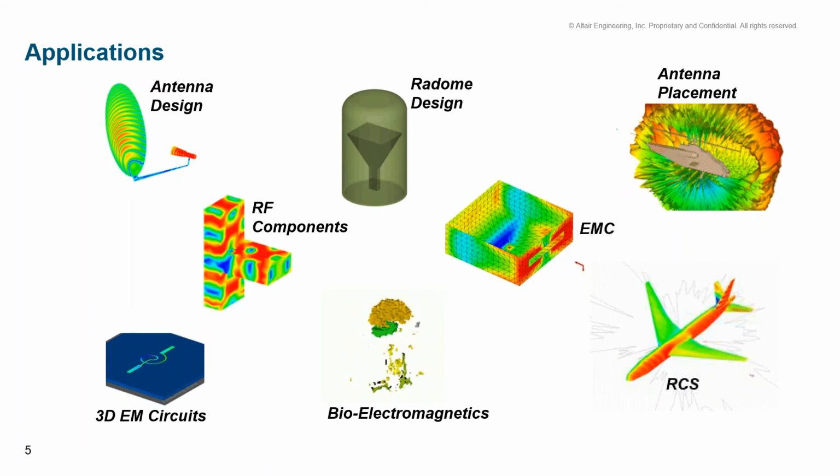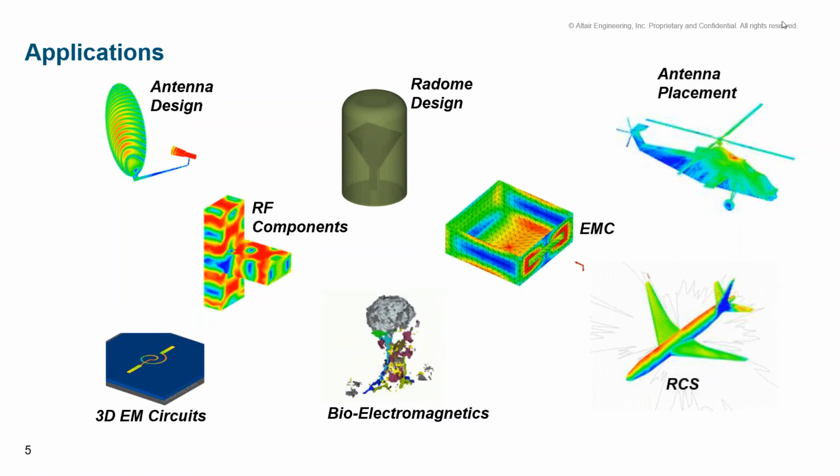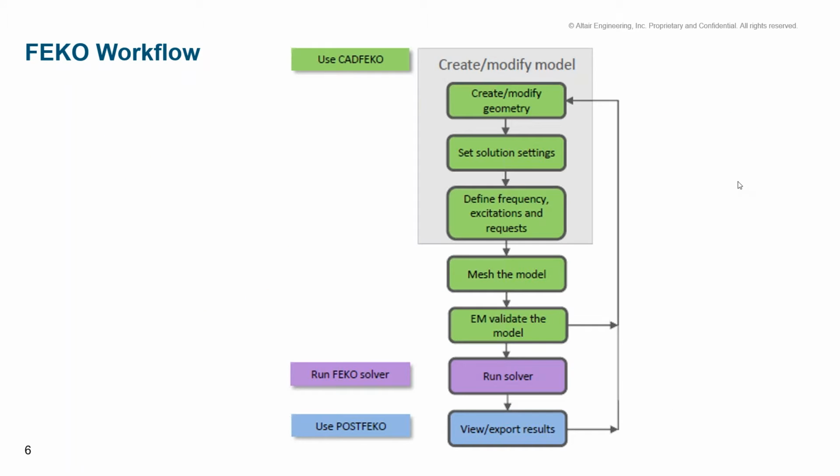And our focus is on the workflow. So let's get right into it. So here is an example of a typical workflow. We have two parts. One is where we create, modify and set up a model and simulate the model, and the other is where we do the post-processing, where we look at the results.